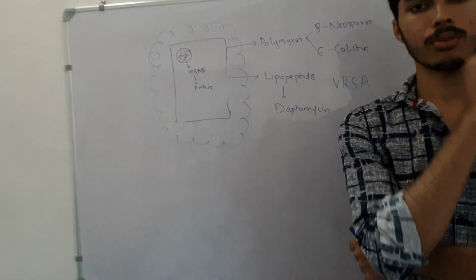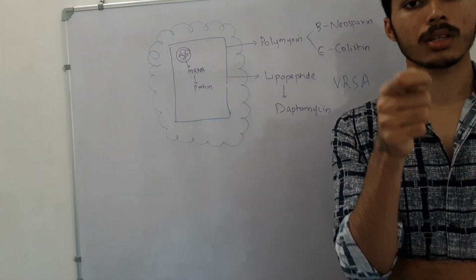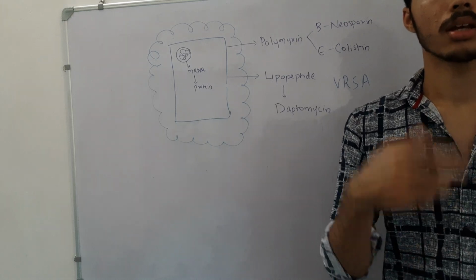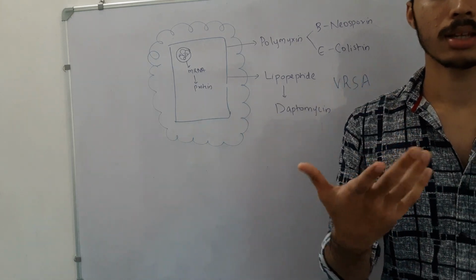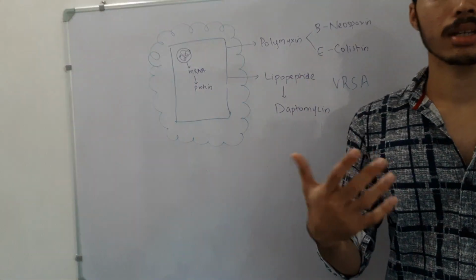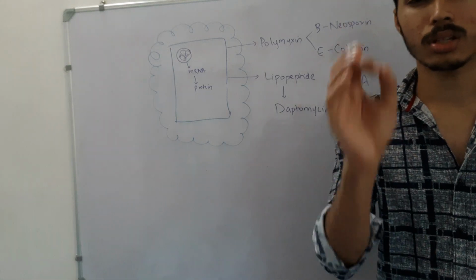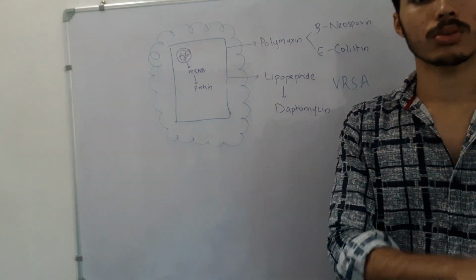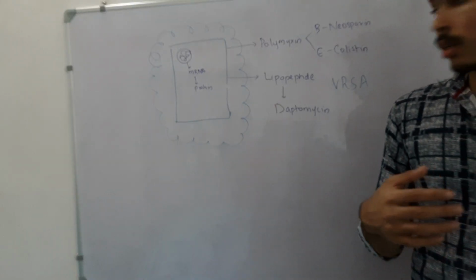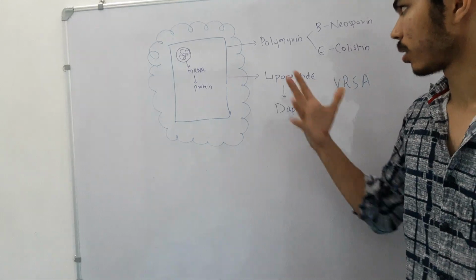And one more thing that you have to remember is that this cannot be used along with aminoglycoside, because you know that aminoglycoside also has the same side effect, nephrotoxicity. As they share the same side effect, it is contraindicated. You should not use aminoglycoside along with colistin. So that's all about colistin.